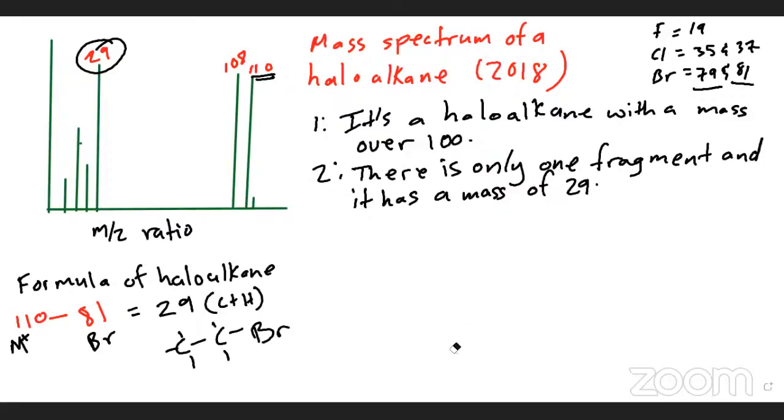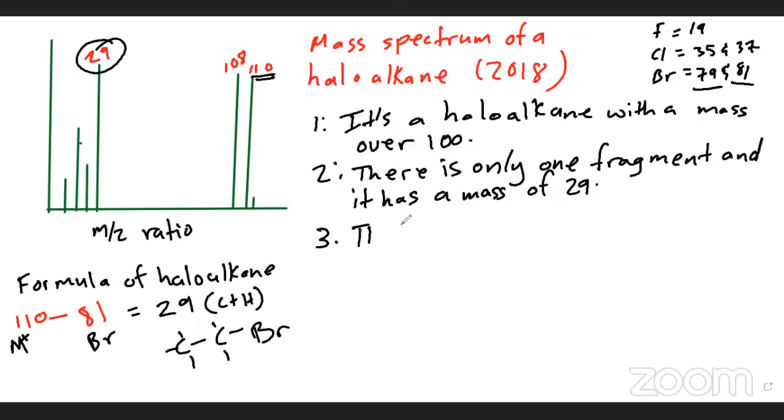Wait a second, let me read this. So in this structure, do we need to write this 79 and 81? No. I'm going to undo because some people did not screenshot. Right, so there is only one fragment and it has a mass of 29.